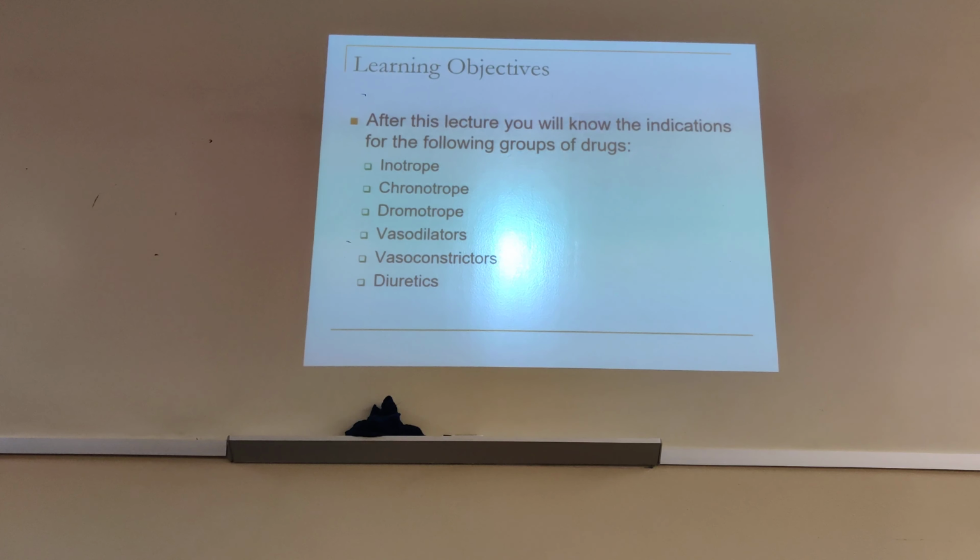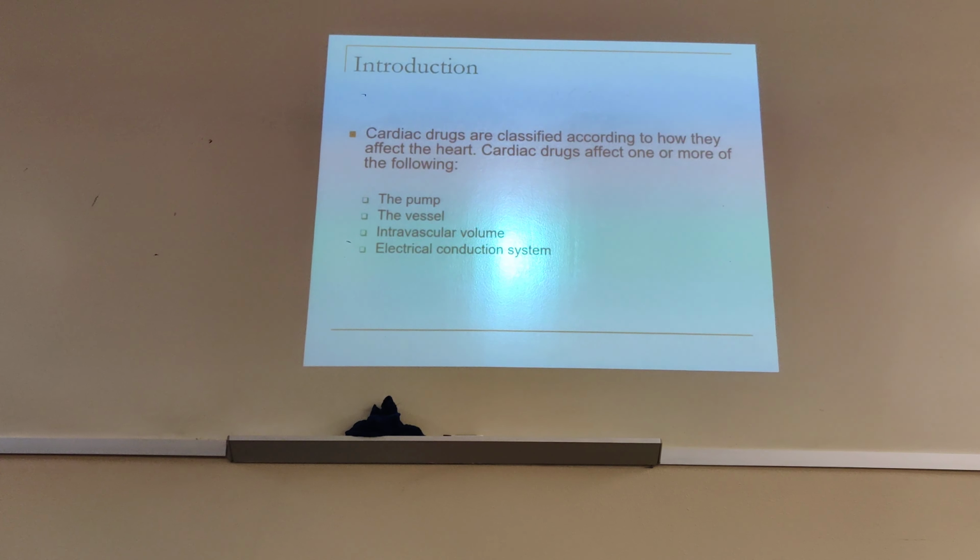Chronotrope, inotropic agent, dromotrope, vasodilators, vasoconstrictors, and diuretics. So all these here are cardiac drugs. Okay, so now cardiac drugs are classified according to how they affect the heart. Cardiac drugs affect one or more of the following.